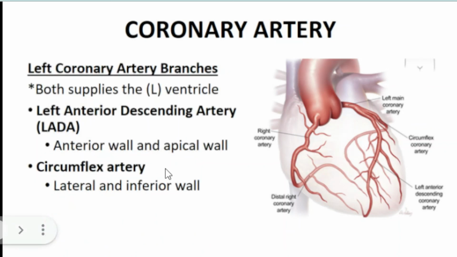So as mentioned, there are branches, no? First is your LAD or LADA. It supplies the anterior wall and the apical wall. Apical wall, sabihin, left ventricle. The circumflex artery will go to the posterior side to supply yung lateral and inferior wall of the heart.